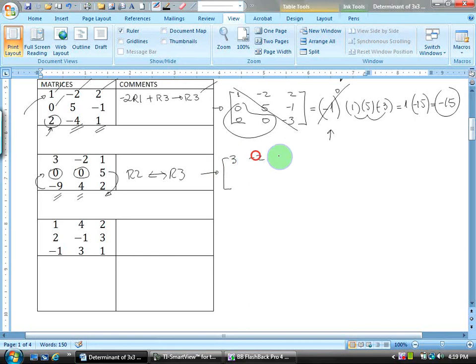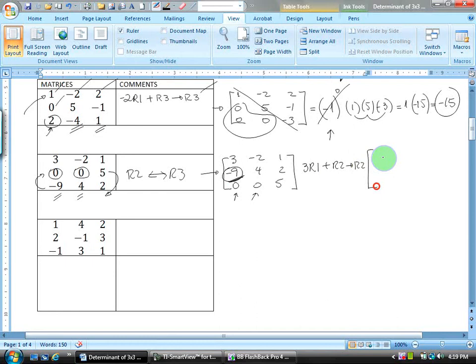Row 1 does not change, so we rewrite it. Now the rows interchange, so here we have minus 9, 4, and 2. And old row 2 is now row 3 with this. So now we are pretty close to achieving that shape. We just need to find a way to put a 0 where there's a minus 9. So the rule is 3 times row 1. That gives me positive 9. When I add to negative 9, I get a 0. So I add to row 2 into row 2.